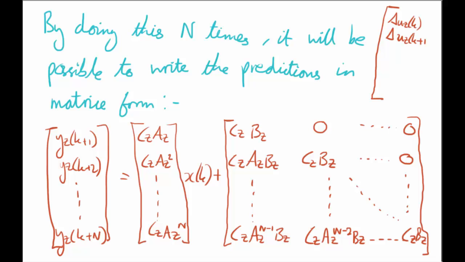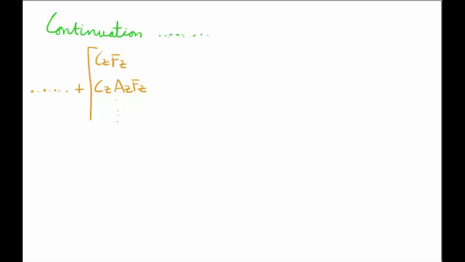So the first one would be delta uz of k, all the way down to delta uz of k plus 1 minus 1, which are n predicted PTO forces. To continue this, we just add on the disturbance Hessian, which is the exact same, but instead of CZ by BZ, we get CZ by FZ.